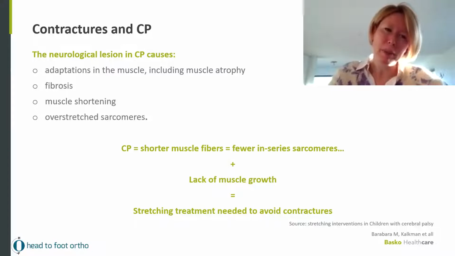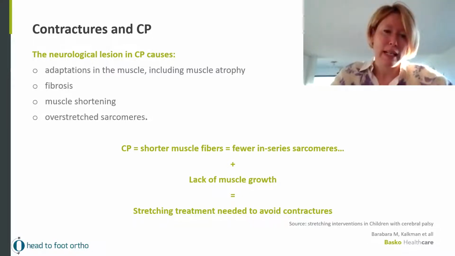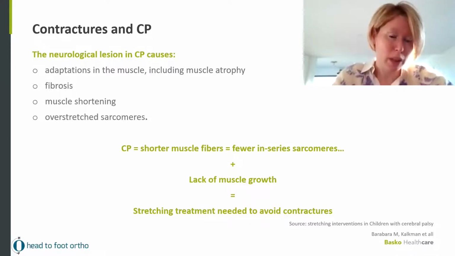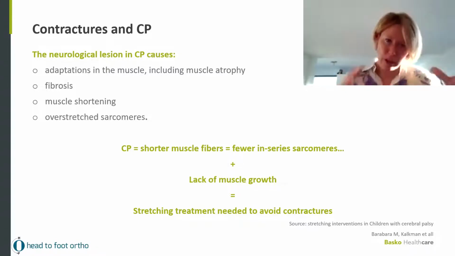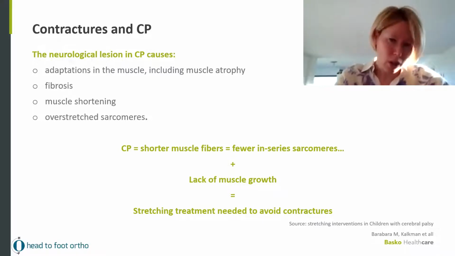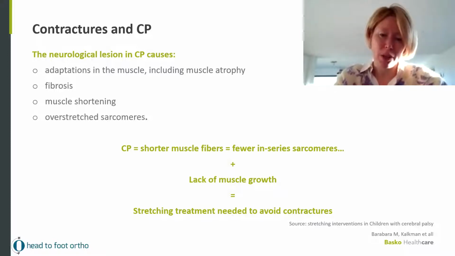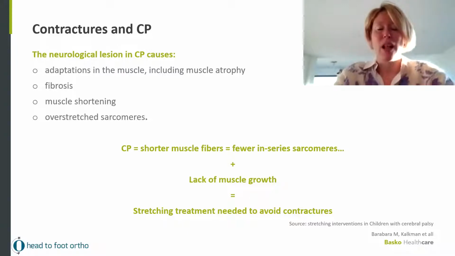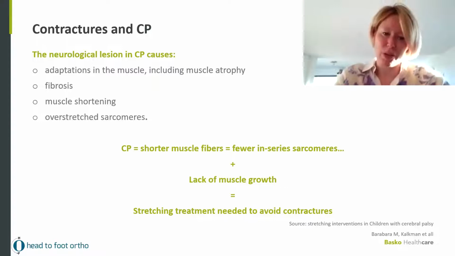Very important to differentiate a little bit for children with CP. We know that the neurological lesion in CP already causes an adaptation in the muscles from the beginning. We see other muscle tissue in children with CP than, for example, in other neurological diseases or CVA patients. So the muscle is different, and there's already muscle atrophy in those muscles. We see fibrosis already coming up. The muscle shortening is already there with the neurological lesion of CP, and we already see overstretched sarcomeres. So in children with CP, we see shorter muscle fibers, fewer sarcomeres in series, and with that, also a lack of muscle growth due to the neurological lesion already there.